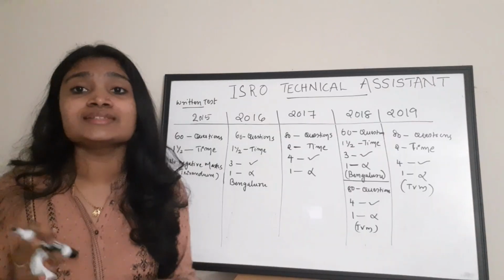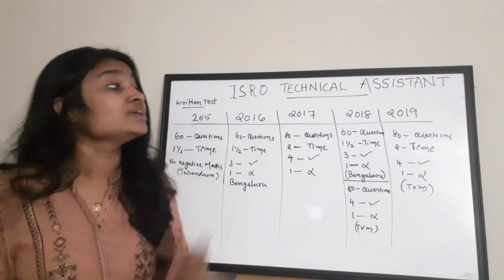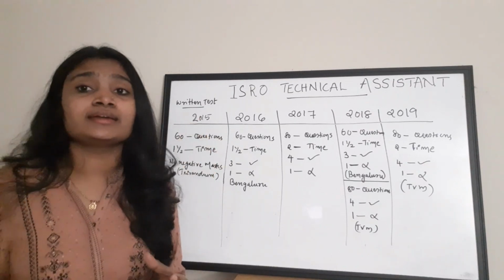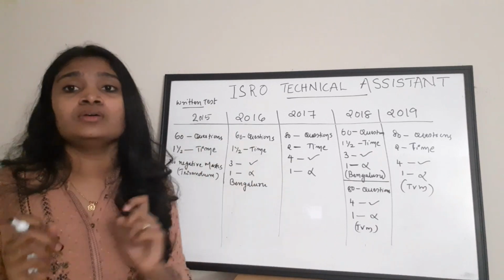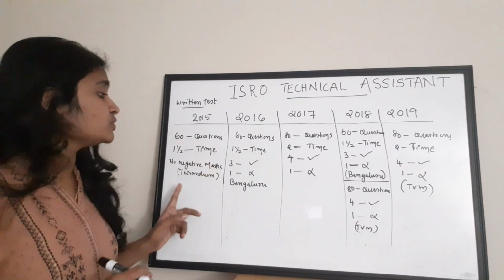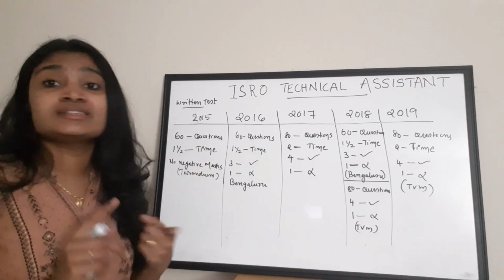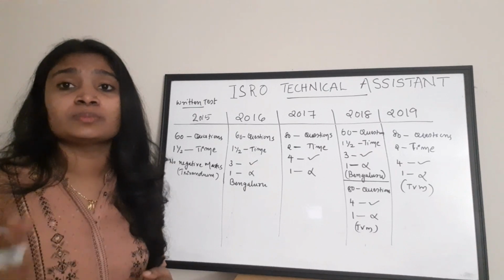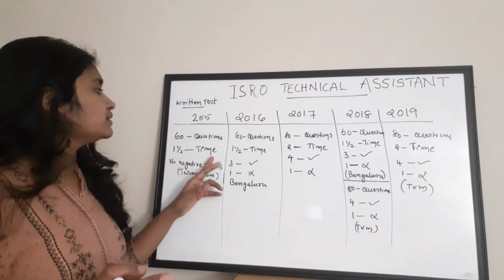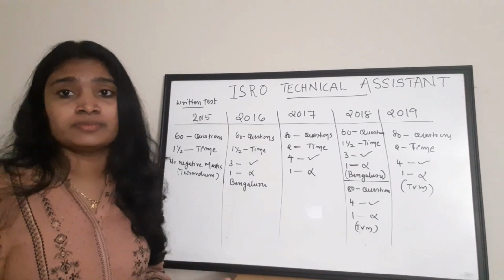Before going into the skill test details, let us analyze the exam pattern for the written test conducted from 2015. If you see the 2015 question paper of ISRO Technical Assistant for Trivandrum, it consists of 60 questions. Mainly questions will be from the subject area, and the time allotted was 1.5 hours, and there was no negative marking.